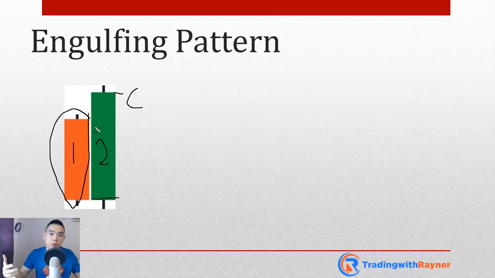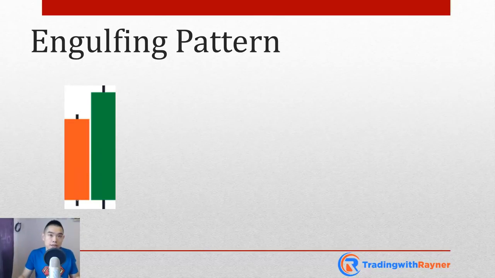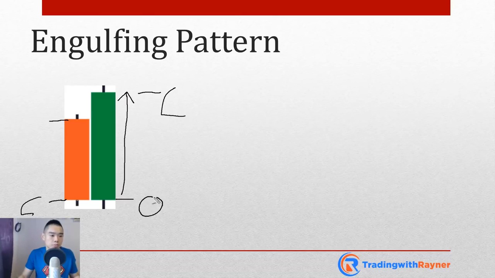This is why we call it the bullish engulfing pattern. The meaning behind it is that on the first candle, sellers are in control. They open over here and it closed near the lows. On the second candle, the buyers are somehow on steroids. They open near the lows and they finally push price all the way up near the highs. This is the open and this is the close.